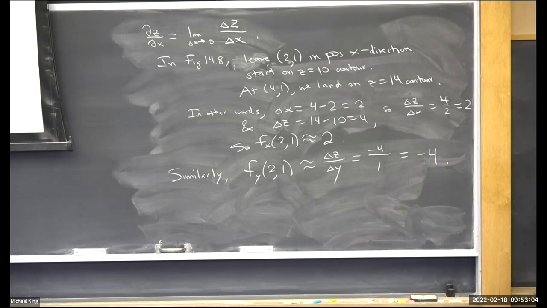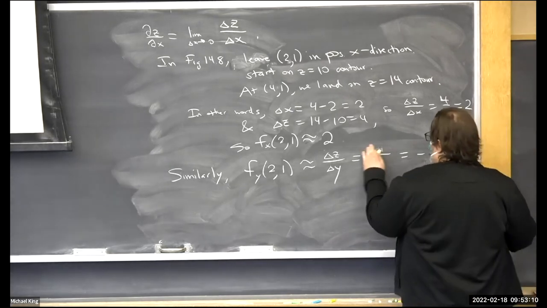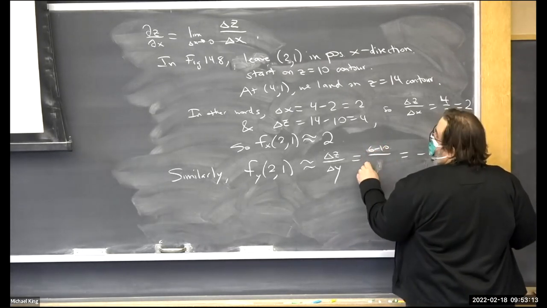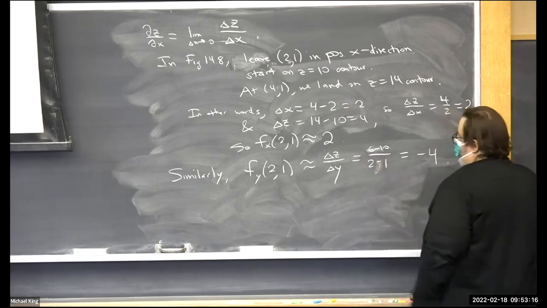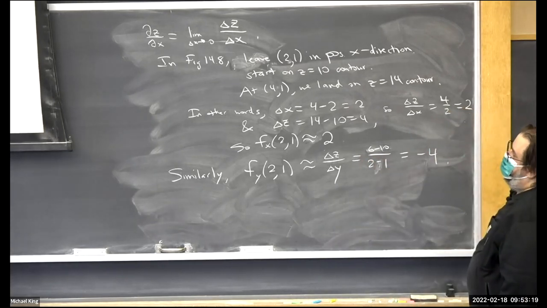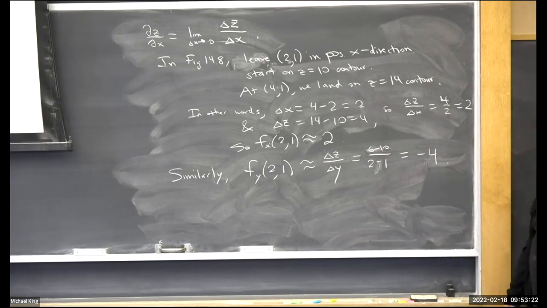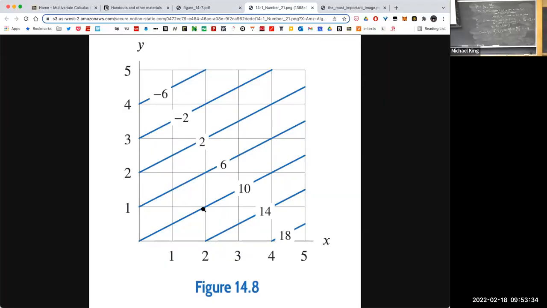Contour maps always take some interpretation. You just have to get used to them. Maybe I should write (6 minus 10) over (2 minus 1), since we're going from y equals 1 to y equals 2. So that's a negative. It should make sense: if you leave this point and go north, the partial y should be negative, because you're going from a higher contour to a lower contour. The partial x should be positive.